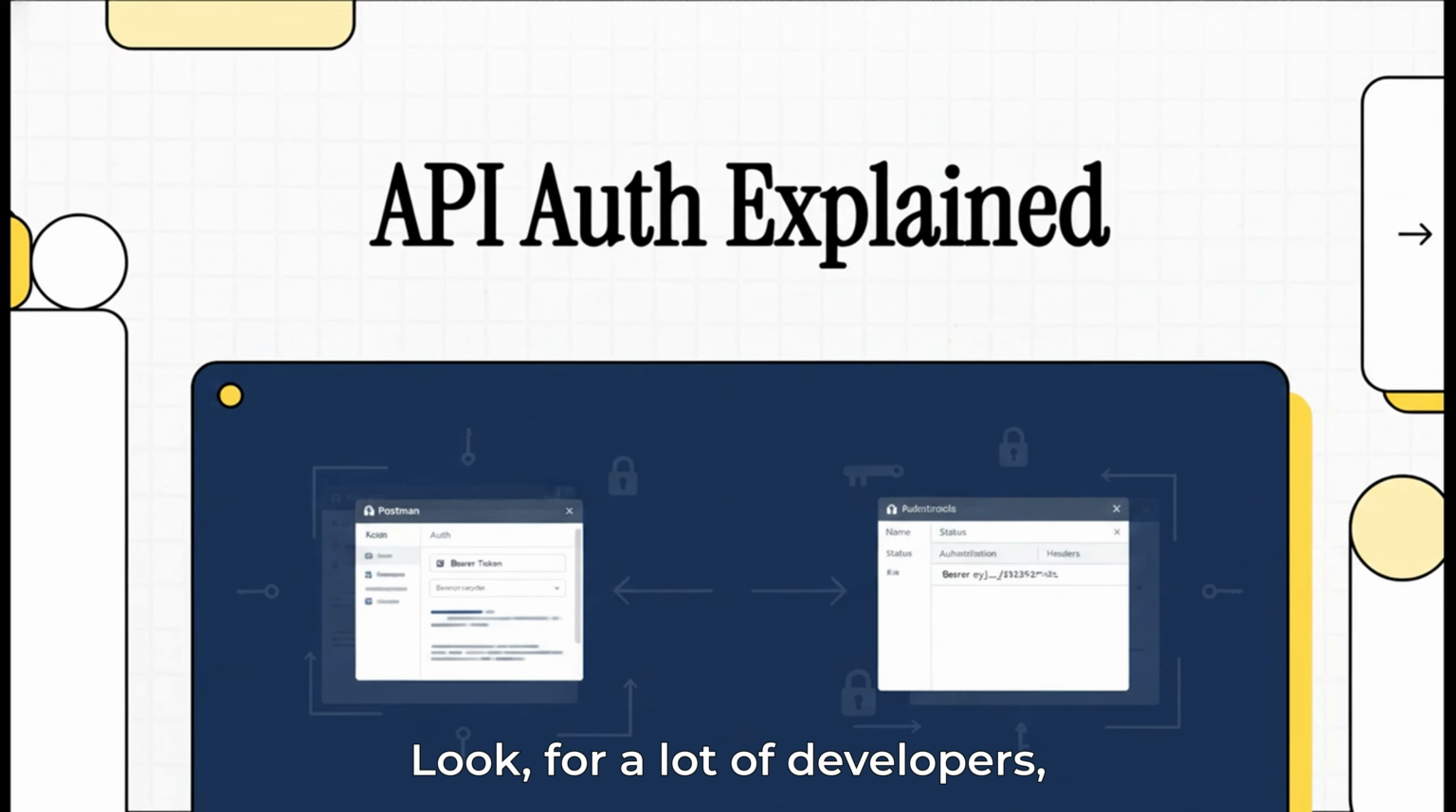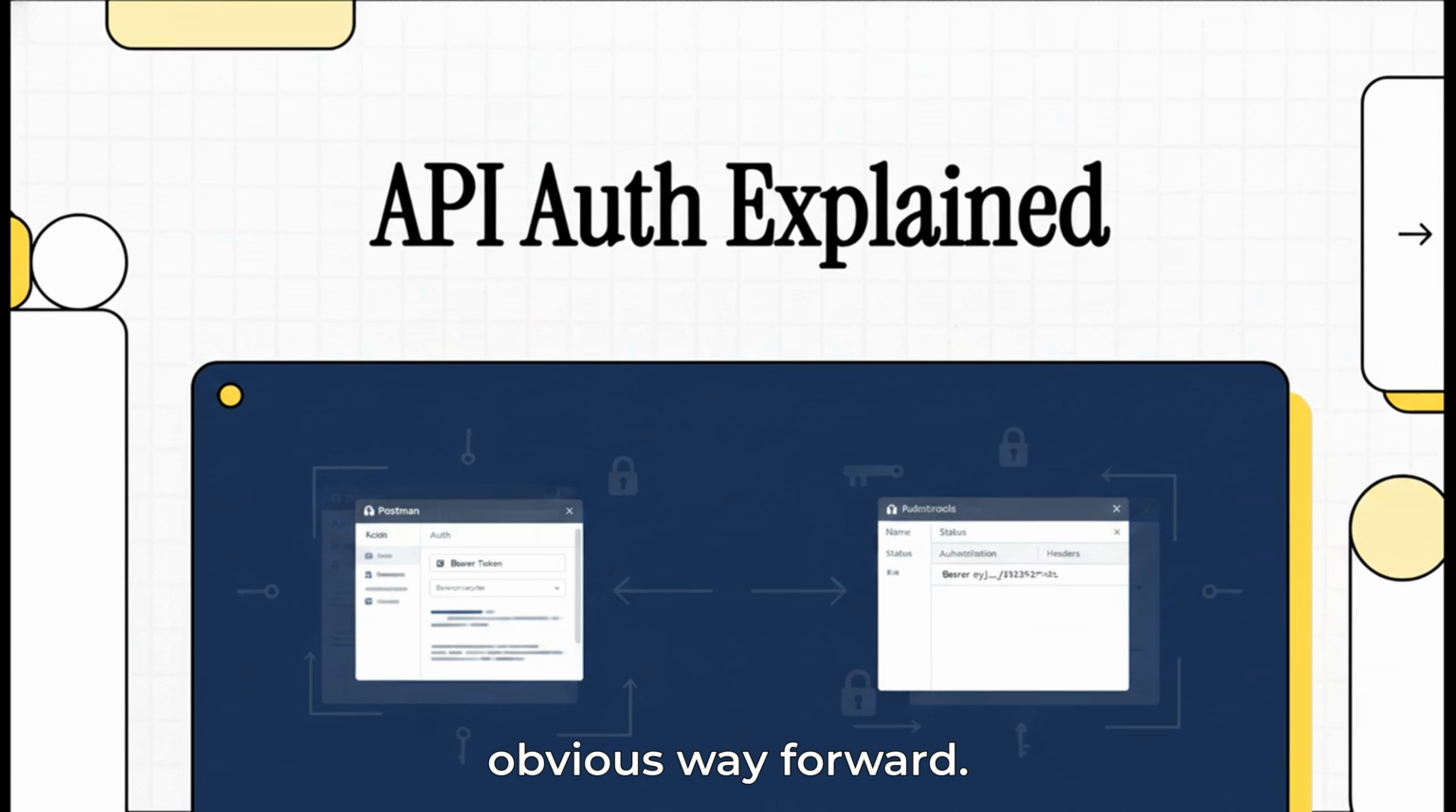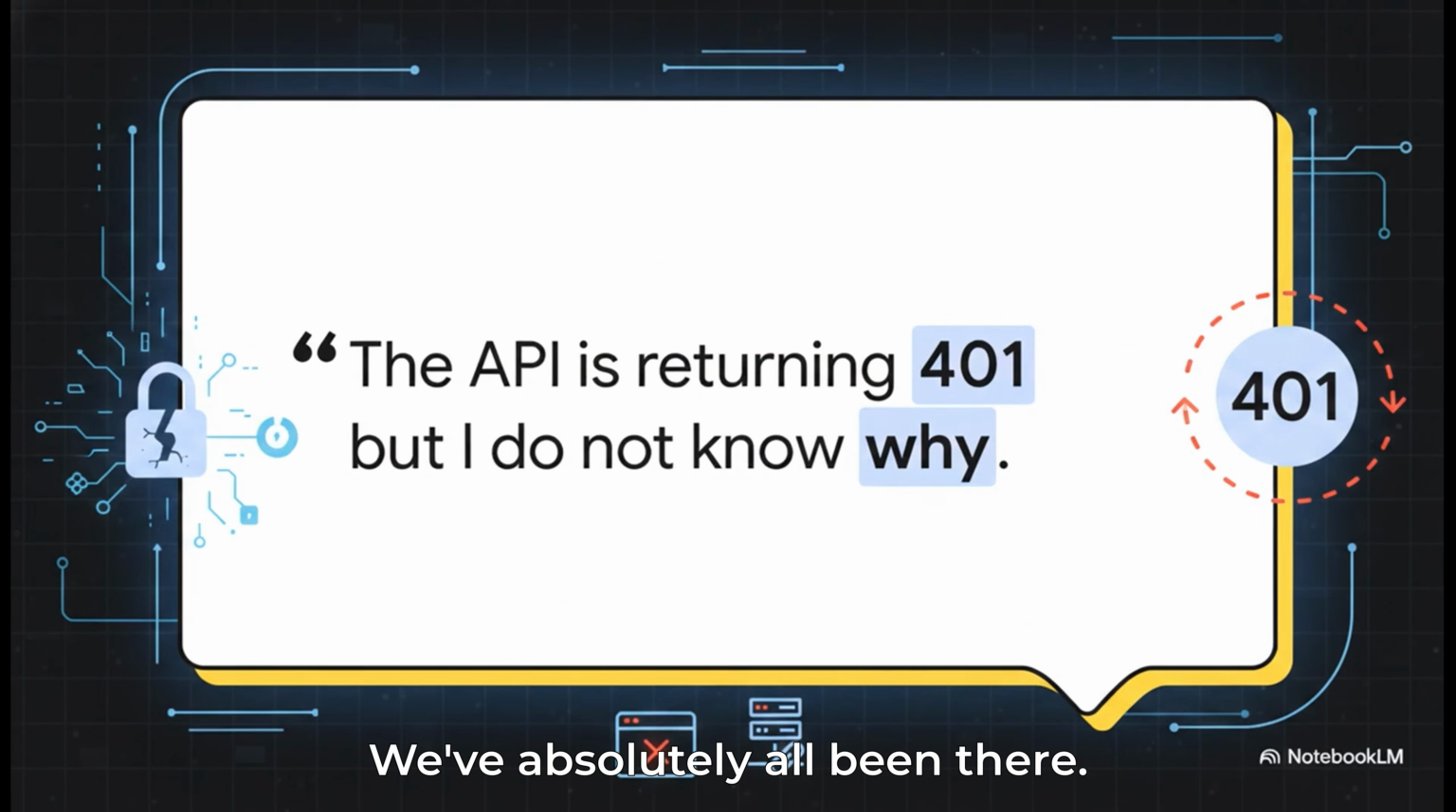Look, for a lot of developers, dealing with authentication feels a bit like dark magic. You send a request, something fails, and you're just left staring at an error code with no obvious way forward. But here's the secret. Authentication is not magic. It's literally just HTTP headers. And by the end of this explainer, you're going to master them and debug these errors exactly like a senior engineer.